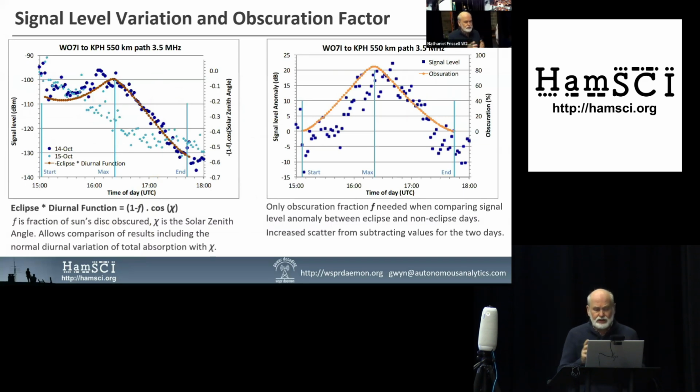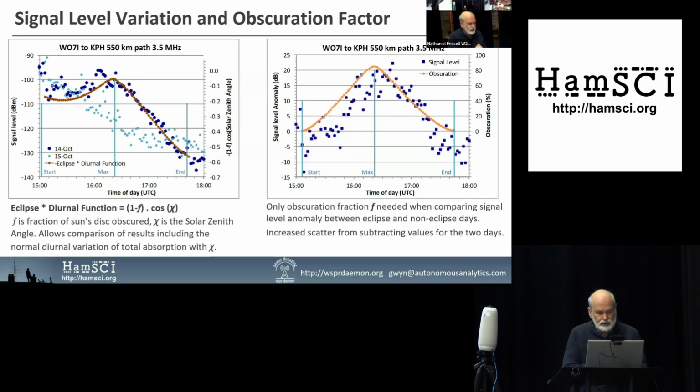So can I look at any of the physics of signal level variation and the obscuration factor of the eclipse? How much of the sun's area was covered and how that changed with time at the mid-path location here from Nevada to KPH, a 550-kilometer path on 3.5 megahertz. So what I have on the left-hand graph is in dark blue again, the signal level, the uncompromised estimator, and in light cyan is a normal day, the 15th of October.